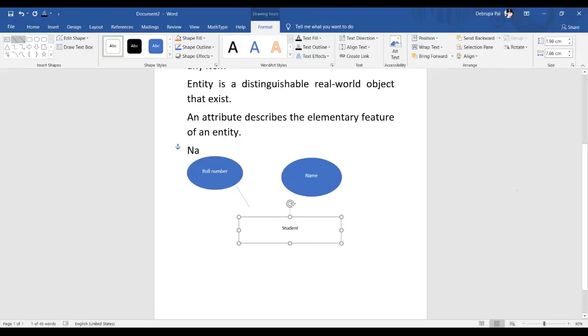We will connect with this like this, with the arrow. It will not have any points. It will be connected like this.